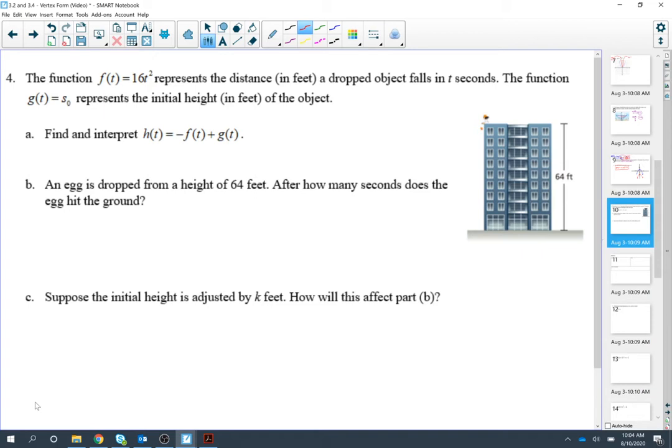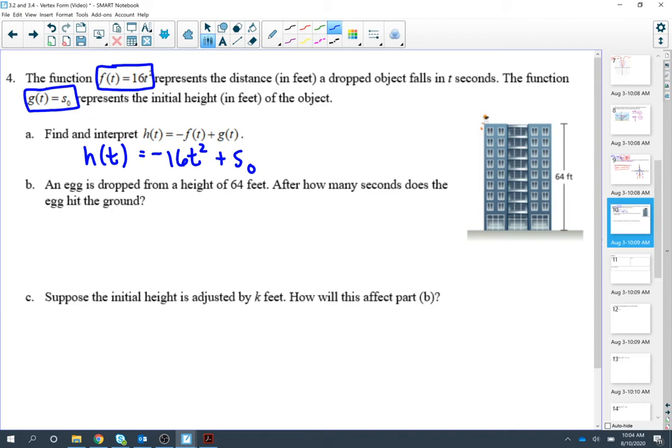Okay, so let's see what they're talking about here. First of all, we have to find a function for h of t. So h of t equals. Now we have negative f of t. Well, f of t is this, and we want negative that. So we're just going to put negative 16t squared, plus g of t. Well, g of t is this, so we're going to do plus s naught. That is going to be your function for h of t.